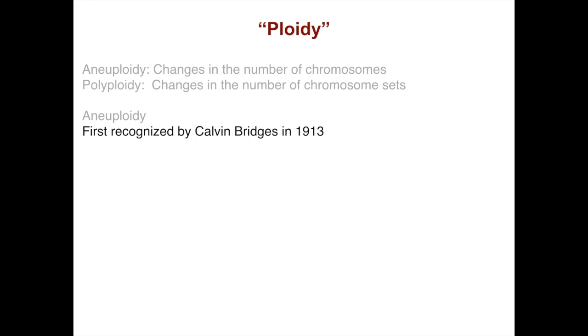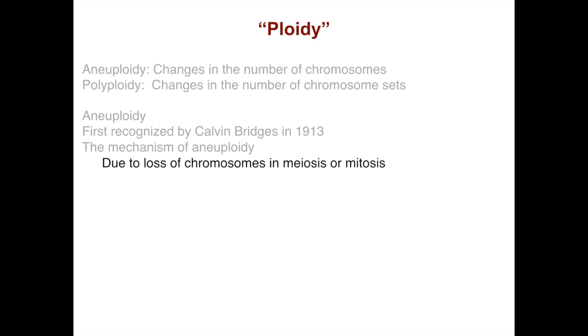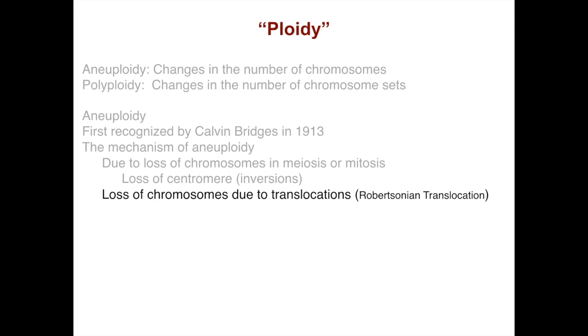Aneuploidy was first recognized by Calvin Bridges in 1913. The mechanism of aneuploidy is due to the loss of chromosomes in meiosis or mitosis. And this could be caused by the loss of the centromere due to inversions, which we discussed earlier, or the loss of chromosomes due to translocations, such as a Robertsonian translocation.